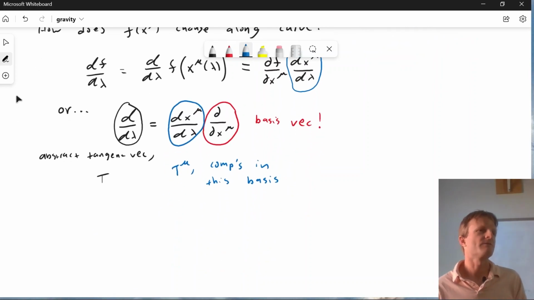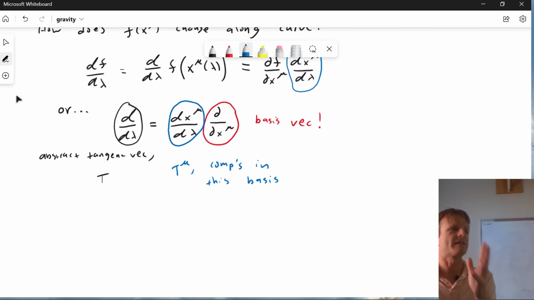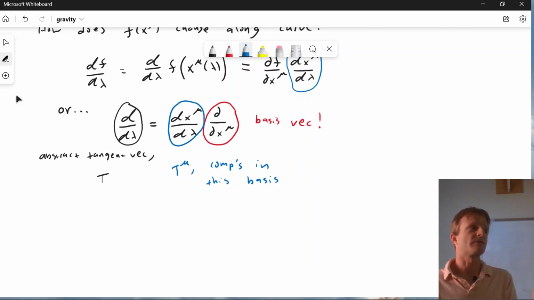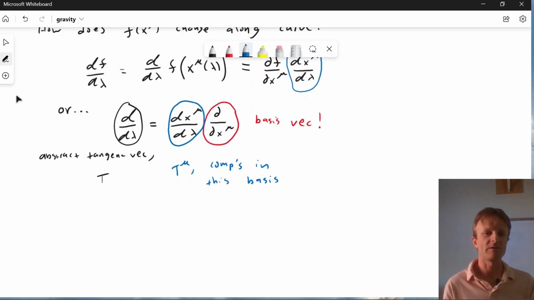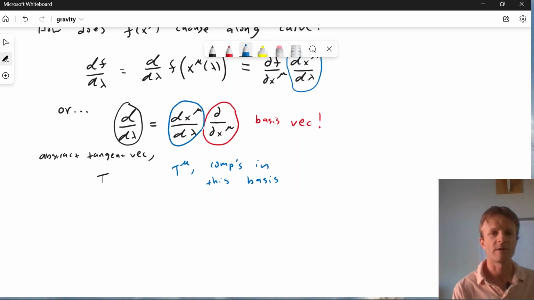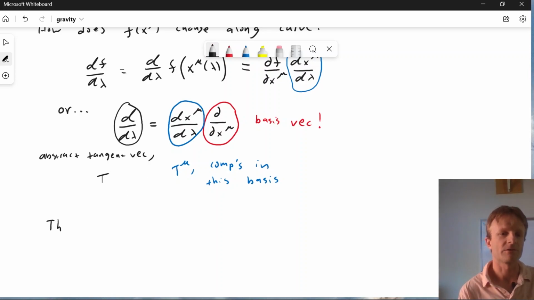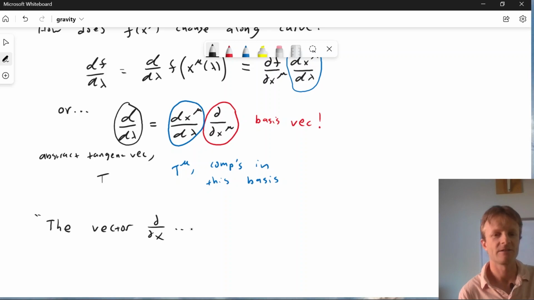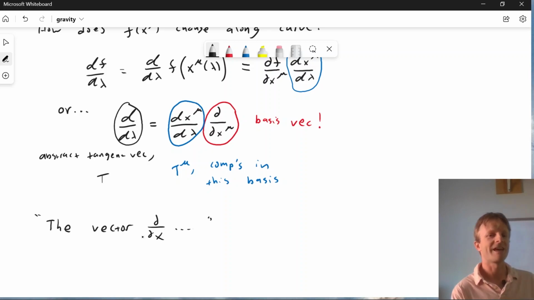But this does give a notion of an infinitesimal displacement on the manifold in a certain direction. So the idea of moving a little bit in the x direction is now represented by a vector, which is a partial derivative operator. So we say things like the vector d by dx. This thing is now a vector.